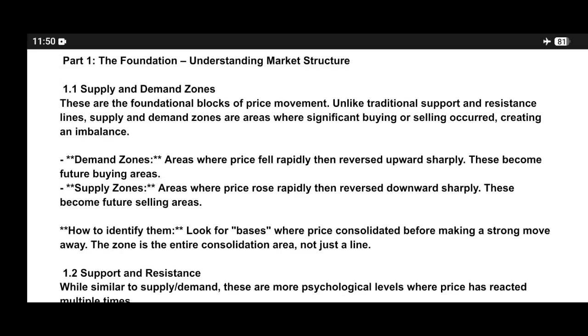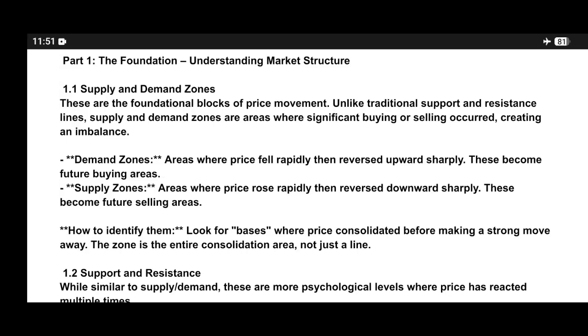Let me break it down again. A demand zone is an area where price falls rapidly and then reverses upward sharply, because this area becomes a buying area in the future. Then what is a supply zone? Supply zones are areas where price rose rapidly, then reverted downward sharply. This becomes a future selling area.